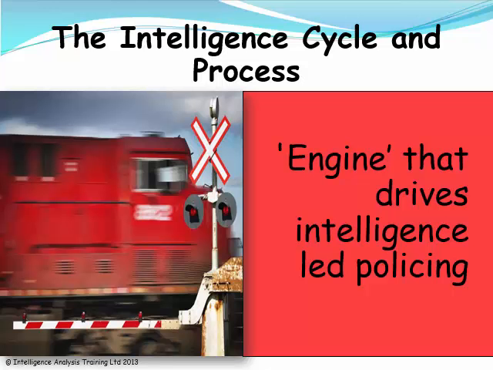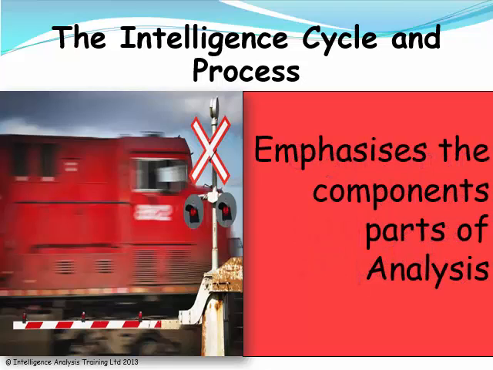The intelligence cycle is a model for processing raw information into actionable intelligence. It is the engine that drives intelligence-led policing. Therefore, it is an integral component of modern law enforcement. The intelligence process is an adaptation of the intelligence cycle that emphasizes the component parts of analysis and demonstrates the multidirectional nature of the system. In respect of the latter, there is an inherent facility to return to previous components without having completed the intelligence cycle in order to do so. This will be examined in more detail later.